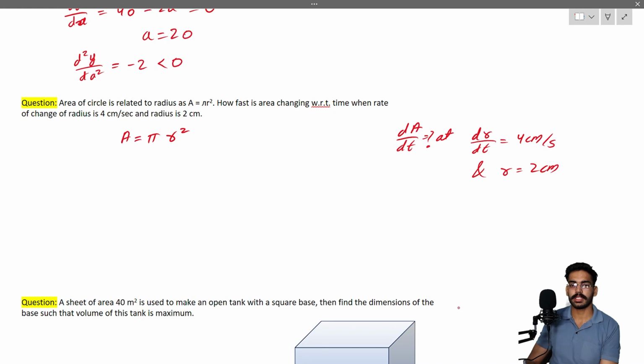So what I saw here is I can differentiate this A with respect to time. This is the way I will get dA by dt. So I differentiate with respect to time.